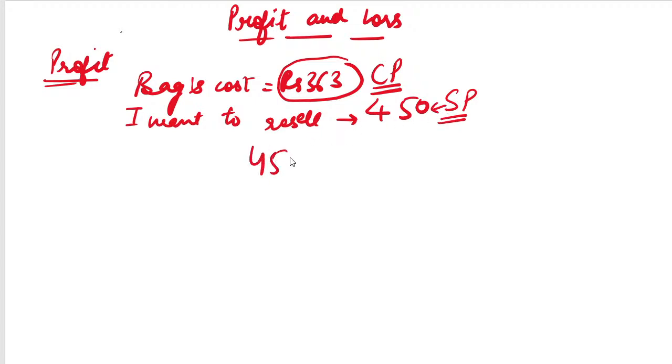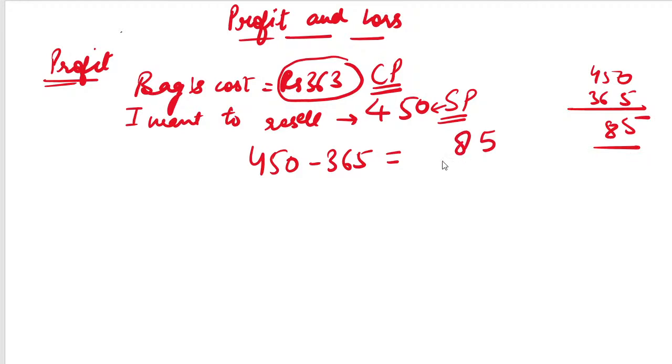So how to find out how much I am gaining, how much I am going to profit from this bag? 450 minus 365, the answer you get will tell me how much I'm profiting. Just say 450 minus 365: 10 minus 5 is 5, 14 minus 6 is 8, so 85 rupees. So I have a profit of 85 rupees, so that is known as profit.